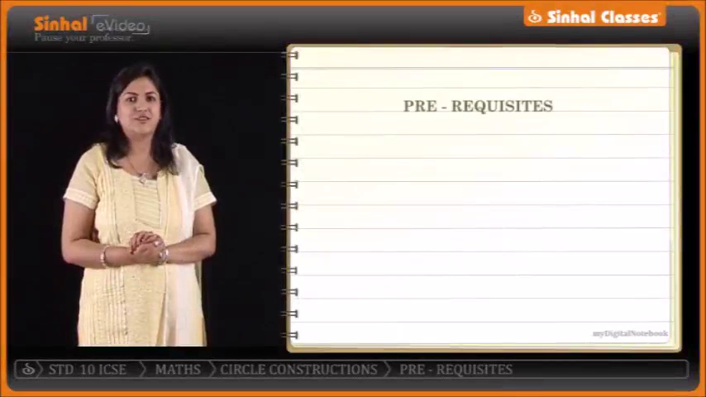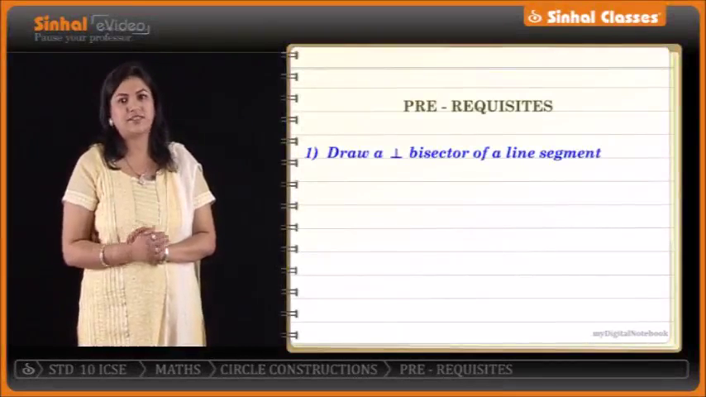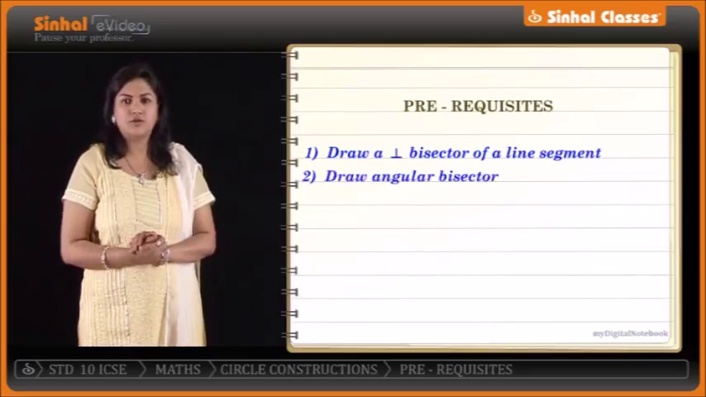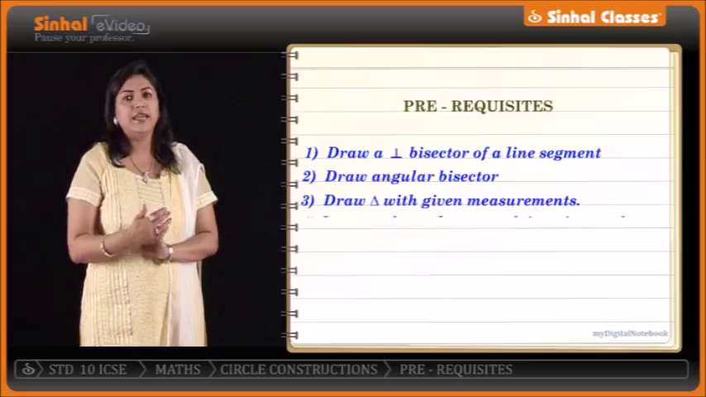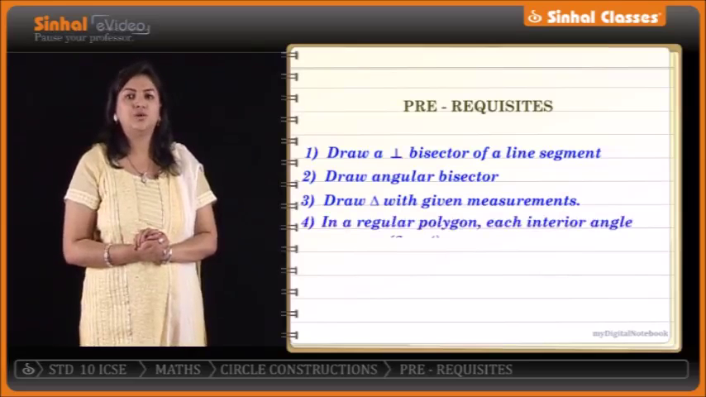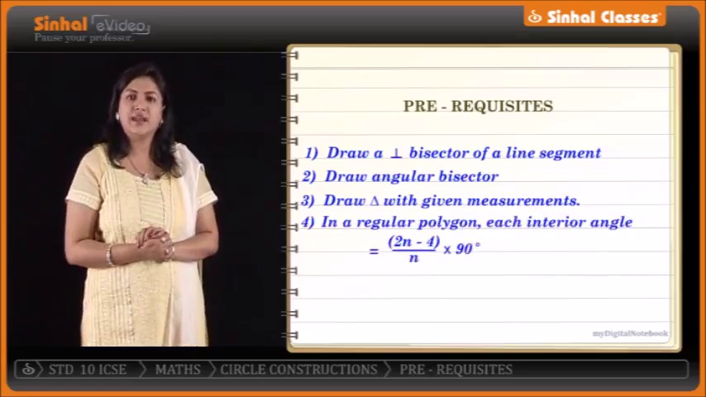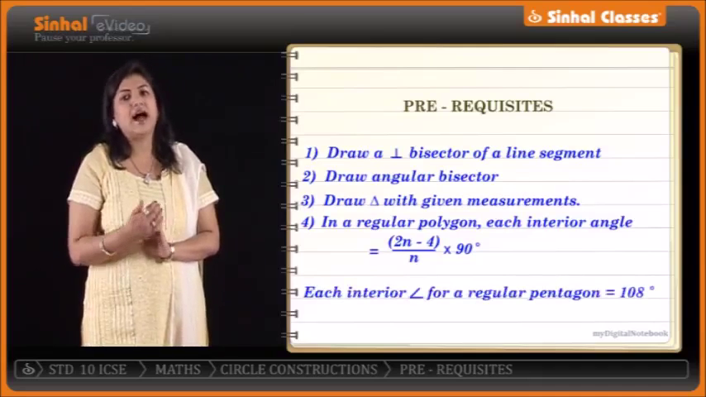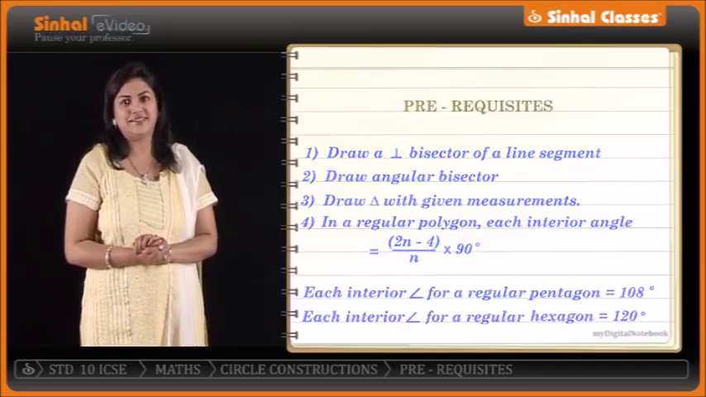Now, the prerequisites for this topic are: you should know how to draw the perpendicular bisector of a line segment, then to draw the angular bisector, also to draw a triangle with the given measurements. You must also know that in a regular polygon, each interior angle is equal to (2n minus 4) into 90 upon n. That is, in a regular pentagon, each interior angle is 108 degrees, and in a regular hexagon, each interior angle is 120 degrees.